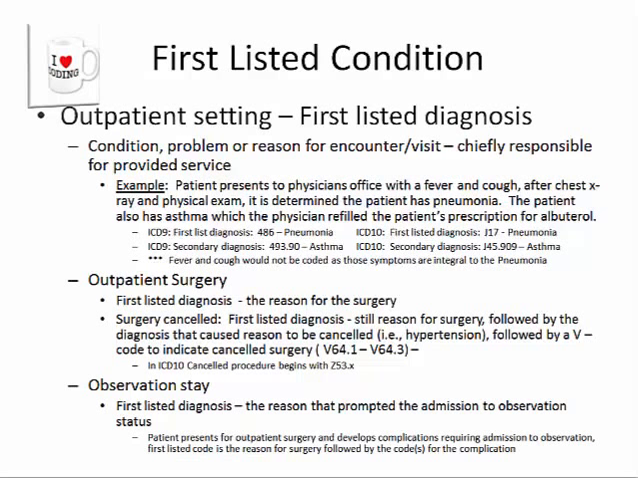In an observation stay, when a patient has an outpatient surgery and develops a complication requiring admission to an observation status, the first listed diagnosis would be the reason for the surgery, followed by the codes for the complication.